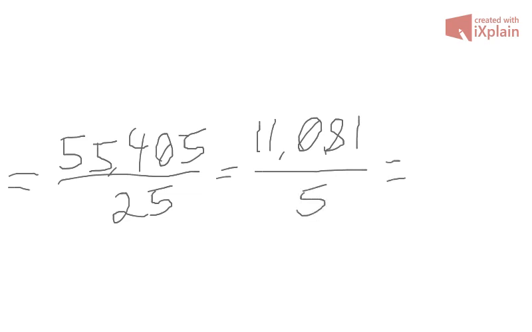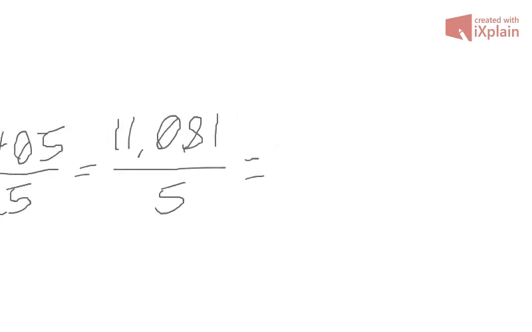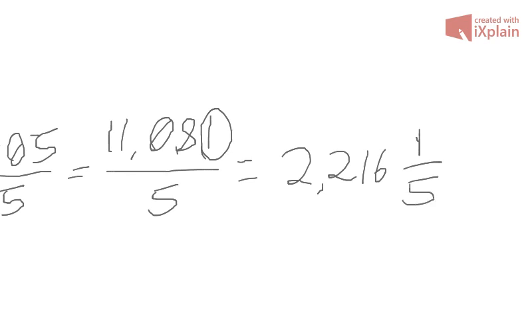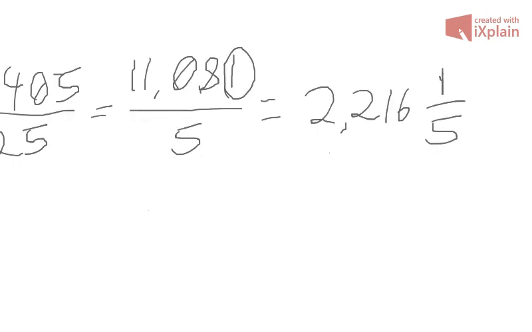And when you work that out, you discover that 5 goes into 11,081 exactly 2,216 times, and then there is 1 remaining over the 5 that's already there. So that tells us that the diameter of the moon is 2,216 and 1/5 miles. Next question.